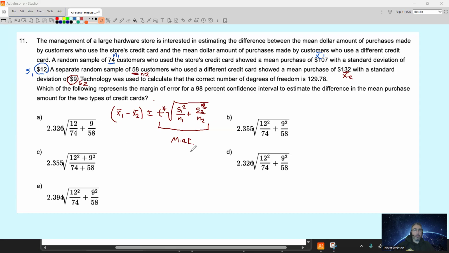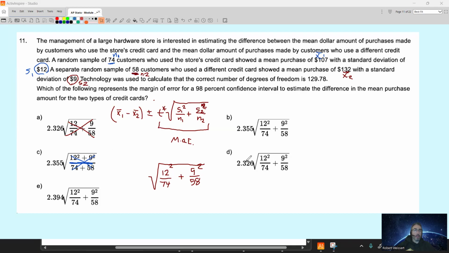So you can see it's going to be 12 squared over 74, and then the other one's going to be 9 squared over 58. And those get put under the square root. So we'll eliminate the ones that don't have that in there in the first place, and so we can cross that one out. And also, if you look carefully, this one's got this big line there. That's not the same as that, so that's no good. And so now we can limit it down to these three.